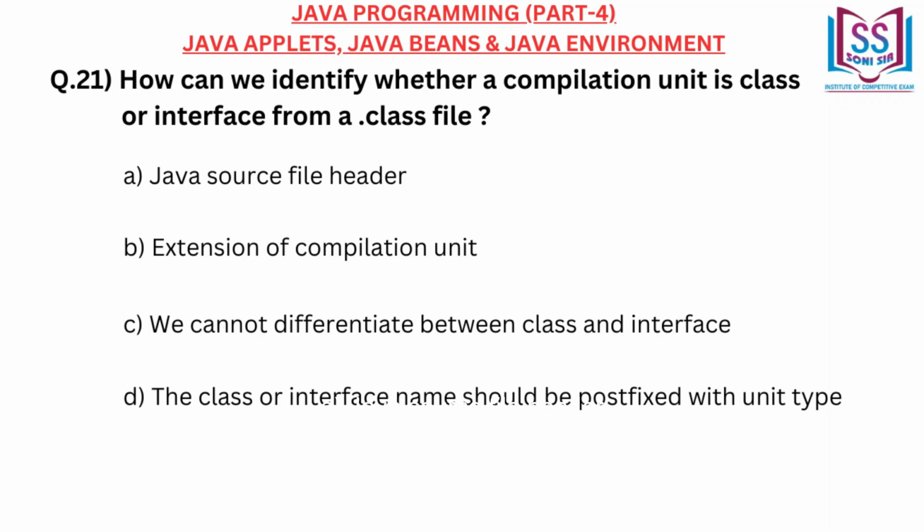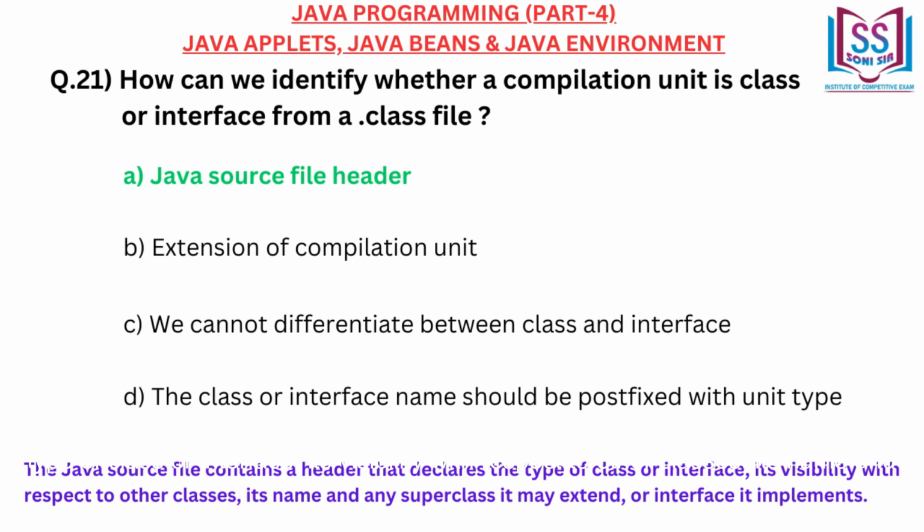How can we identify whether a compilation unit is class or interface from a .class file? A. Java source file header. B. Extension of compilation unit. C. We cannot differentiate between class and interface. D. The class or interface name should be postfixed with unit type. Correct answer A. Java source file header. The Java source file contains a header that declares the type of class or interface, its visibility with respect to other classes, its name and any superclass it may extend or interface it implements.